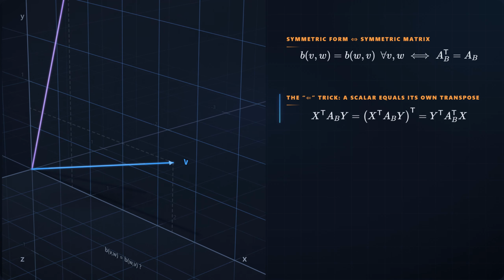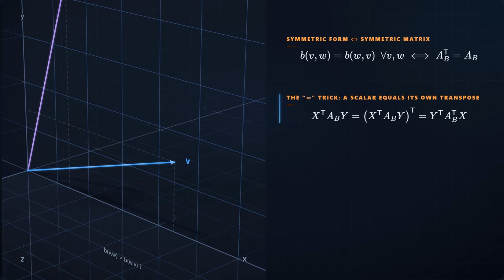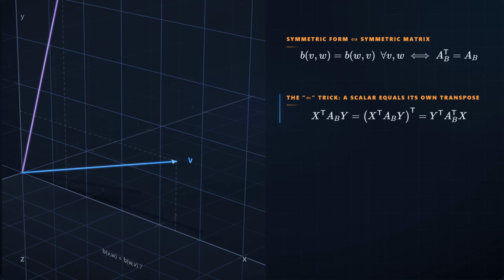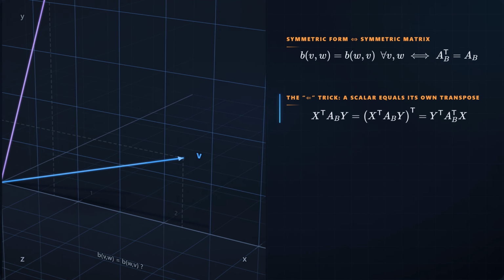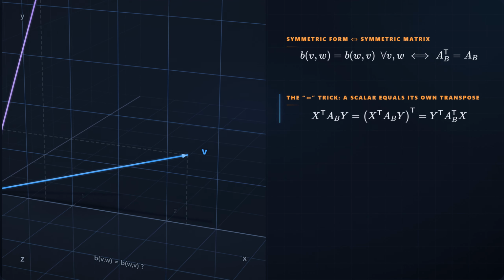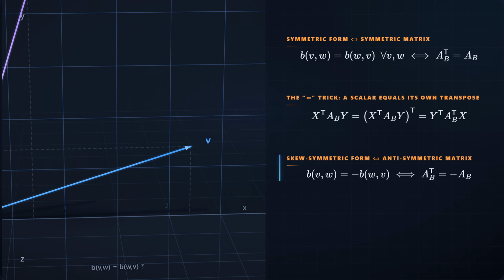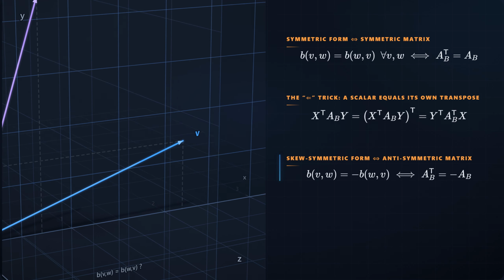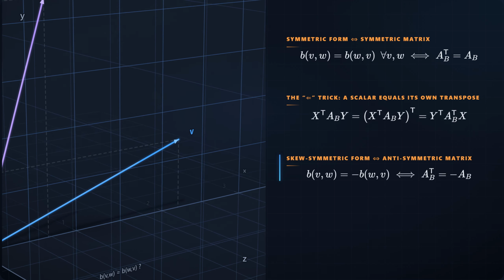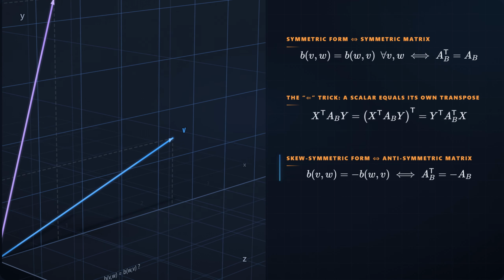You'd have to move X and Y past each other. And here's the trick worth remembering. B of V, W is X transpose A Y, but that's a 1-by-1 matrix, a single number. A number equals its own transpose. Transpose the product, and it reverses order. You get Y transpose, A transpose, X. Now use that A is symmetric, and that's exactly B of W, V. So the scalar quietly flipping into its own transpose is what lets you swap the two vectors.